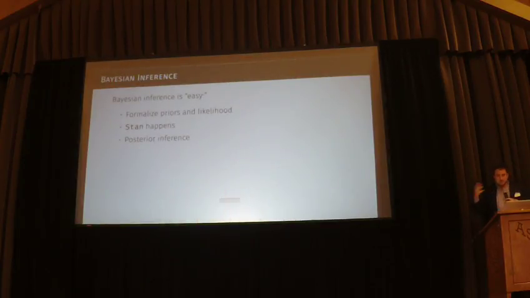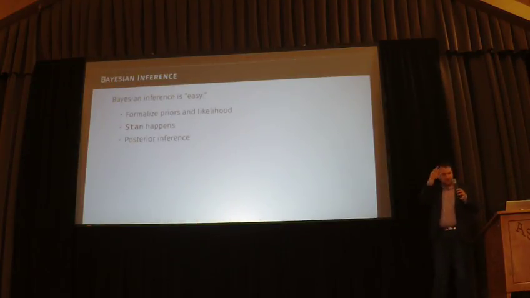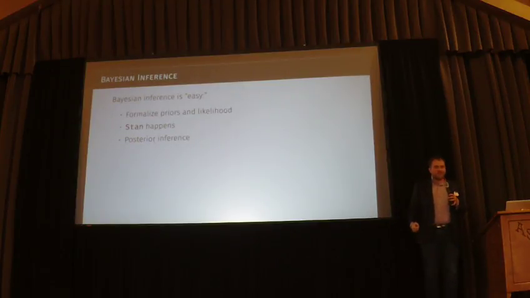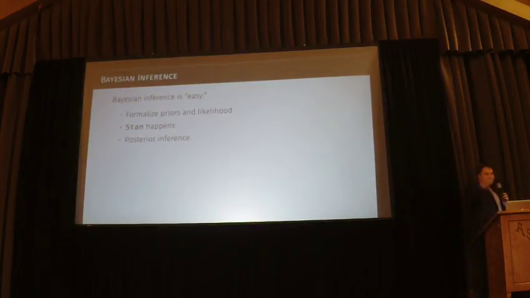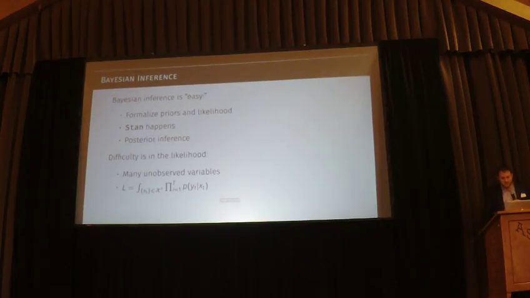So what is Bayesian inference, right? Bayesian inference is really easy. I'm putting that in quotes, right? You just write down a prior and a likelihood. Stan happens by waking Michael Betancourt up and making him do a bunch of math for you in the middle of the night. And then you get to do posterior inference, and it's super easy. This is not necessarily true, right? The difficulty here is in the likelihood.